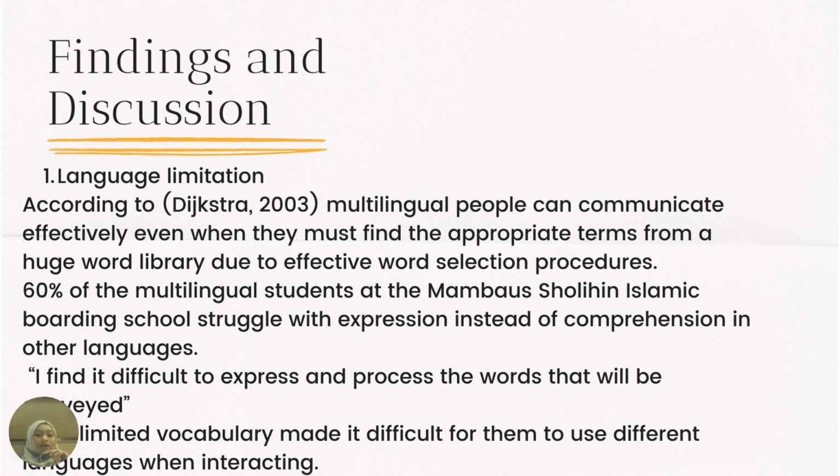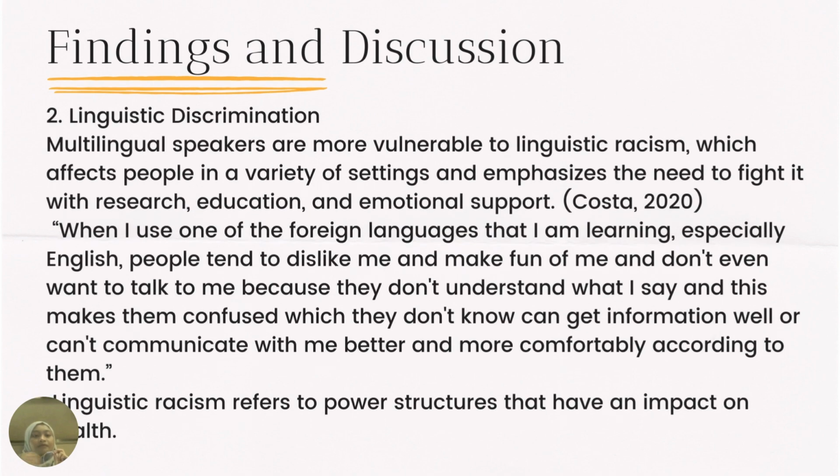But 60% of multilingual students at the Mamba Al Solehin Islamic Boarding School struggle with expression instead of comprehension in other languages. One of them said, "I find it difficult to express and process the words that will be conveyed." Their limited vocabulary made it difficult for them to use different languages when interacting. So the challenges that they faced during social emotional learning: one of them is language limitation. And the second is linguistic discrimination.